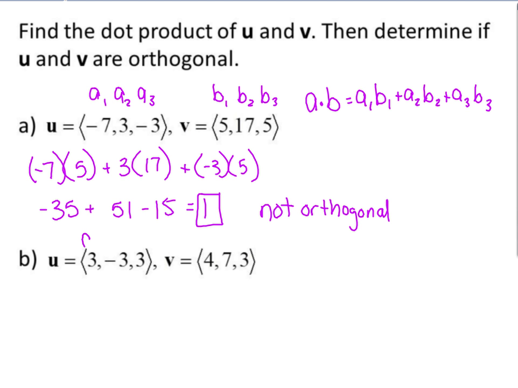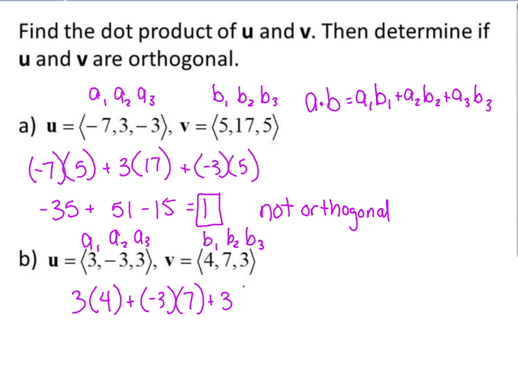On the next one, this is our a sub 1, a sub 2, a sub 3, b sub 1, b sub 2, and b sub 3. So we're going to do 3 times 4 plus negative 3 times 7 plus 3 times 3. 3 times 4 gives us 12. Negative 3 times 7 gives us a negative 21. And 3 times 3 gives us 9. 12 plus 9 is 21. 21 and a negative 21 gives us 0. So this one is orthogonal.